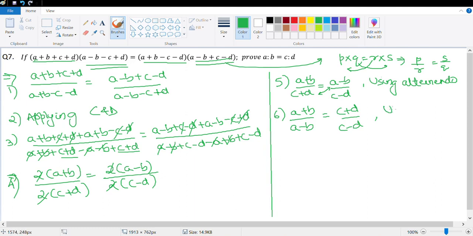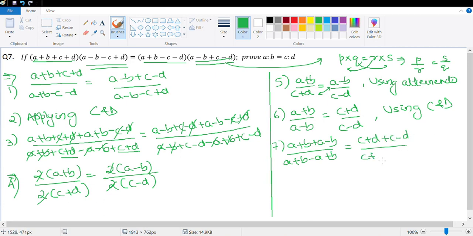Now again using componendo and dividendo, we get (a plus b plus a minus b) upon (a plus b minus a plus b). When I subtract, the signs of both the elements in the denominator change. This is (c plus d plus c minus d) divided by (c plus d minus c plus d). Negative b plus b, negative a plus a, negative d plus d, negative c plus c. This gives me 2a upon 2b is equal to 2c upon 2d. 2 and 2 get cancelled from both sides, which means a upon b is equal to c upon d. That's what they wanted us to prove.